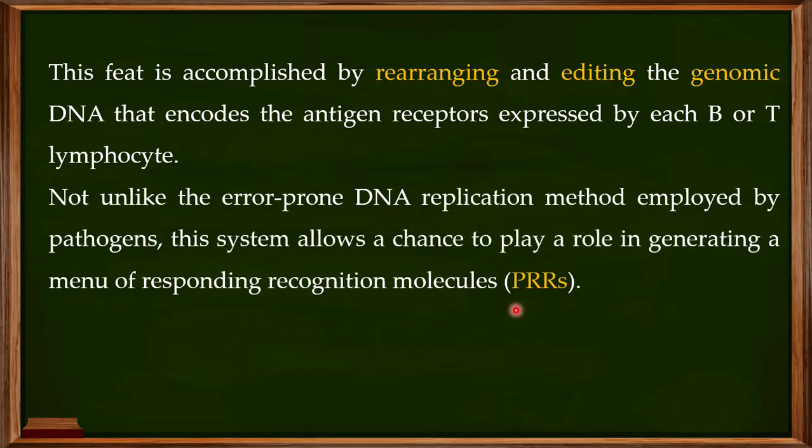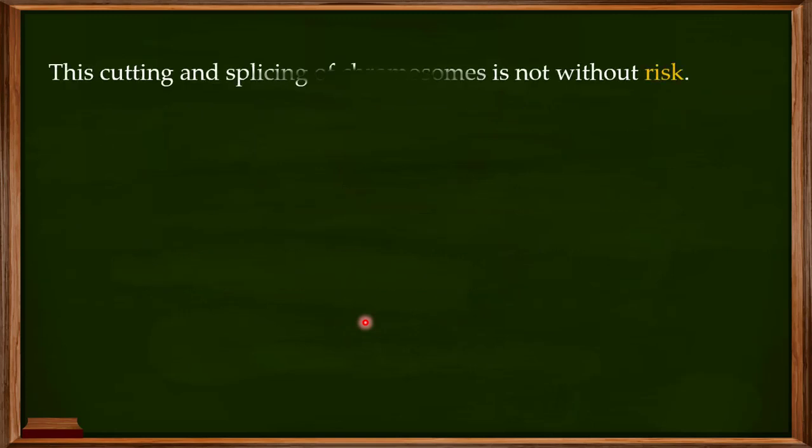Now, not unlike the error-prone DNA replication that I've told you is employed by the pathogens, this system allows chance to play a role in generating a menu of responding recognition molecules. So a lot of PRRs are produced on the developing B and T cells, and that can theoretically attach to all of the pathogen associated molecular patterns that are produced by the pathogens. Now, this cutting and splicing of chromosomes is of course not without risk. So if you are editing the DNA, if you are rearranging the DNA, risk is associated with this.